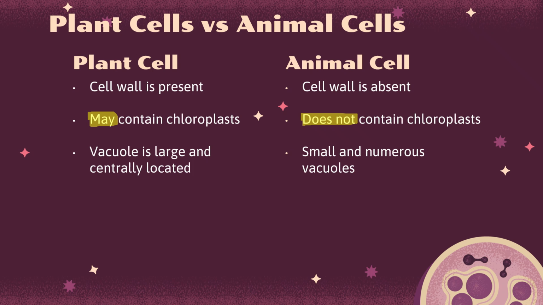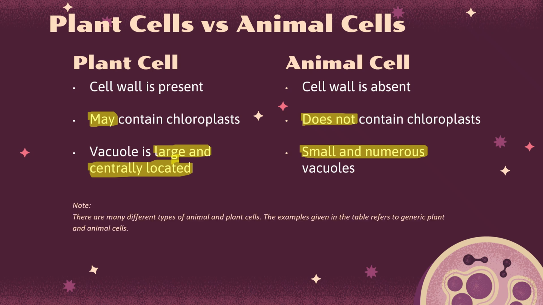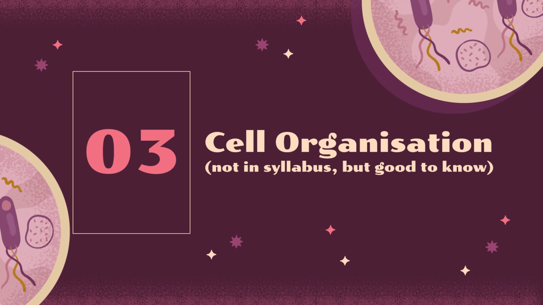The third comparison can be on the vacuoles. Okay, for a plant cell, the vacuole is large and centrally located. Okay, they are pretty straightforward. And for animal cell, they are smaller and there are more of them. So we use the words small and numerous vacuoles. These three are good enough in my opinion. Of course, there are many other comparisons that you might want to do, but I think these three are good enough. Okay, now let me move on to part 3.